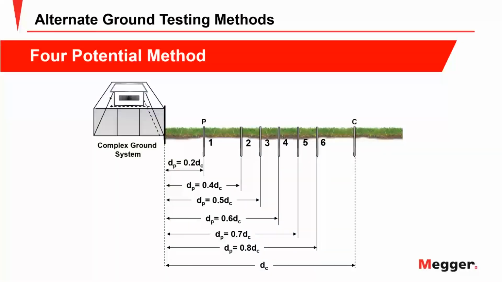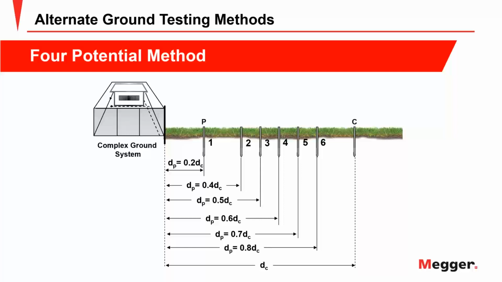Here's your test setup. You hook on wherever you can. Now this procedure can sometimes require very long distances to your current probe. So it's not something you're going to try in tight environments initially, but if you're working with a large and diffuse substation or grid pattern, then it may be the method of choice. So in this case, you take measurements at 20, 40, 50, 60, 70, and 80% of the distance to your current probe.